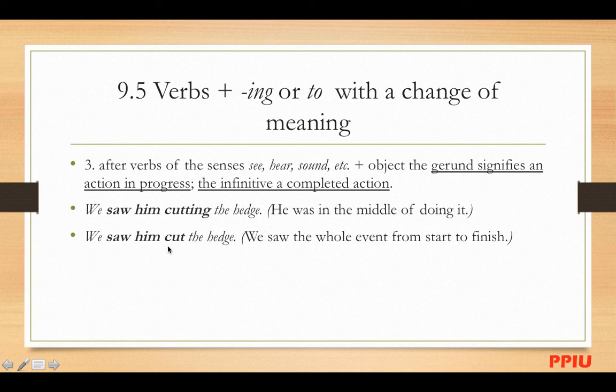So you can see the example. We saw him cutting the hedge. So he was in the middle of doing it. When we use cutting here, the gerund signifies an action in progress. But if we use the infinitive with or without to, like we saw him cut the hedge, we saw the whole event from start to finish. So it's just a little bit different between these two with the verbs of senses.